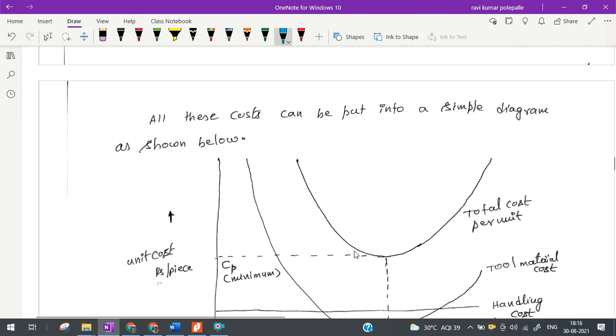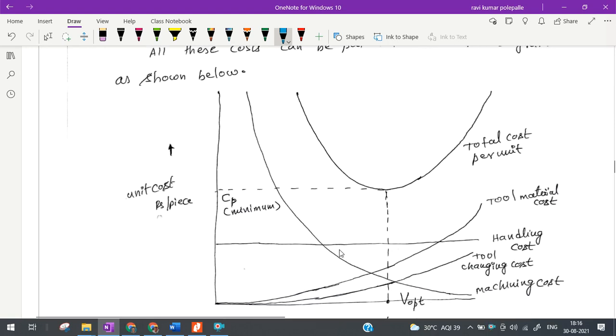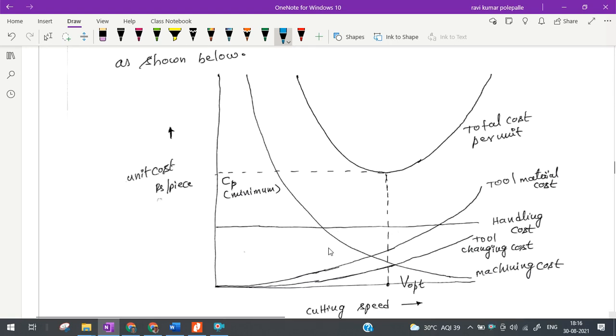So if we look at all these costs put into a simple diagram, how it looks like, see. The handling cost, which is a fixed cost. Machining cost goes on decreasing continuously. Tool material cost goes on increasing rapidly when I increase the cutting speed. Tool changing cost is also going to increase in line with the tool material cost, or number of times I need to change the cutting tool or regrind the cutting tool. Adding up all the costs, we have a U-shaped curve.